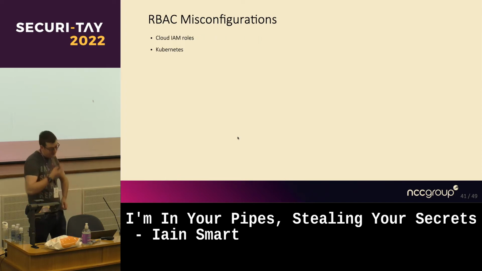RBAC misconfigurations, I've spoken about these enough, I think. You're probably fed up. Kubernetes RBAC, Cloud IAM, probably important to keep them locked down. Again, the principle of least privilege still applies to everything. Just work out, does this build environment really need all of the permissions I'm giving it, or can I give it a subset?